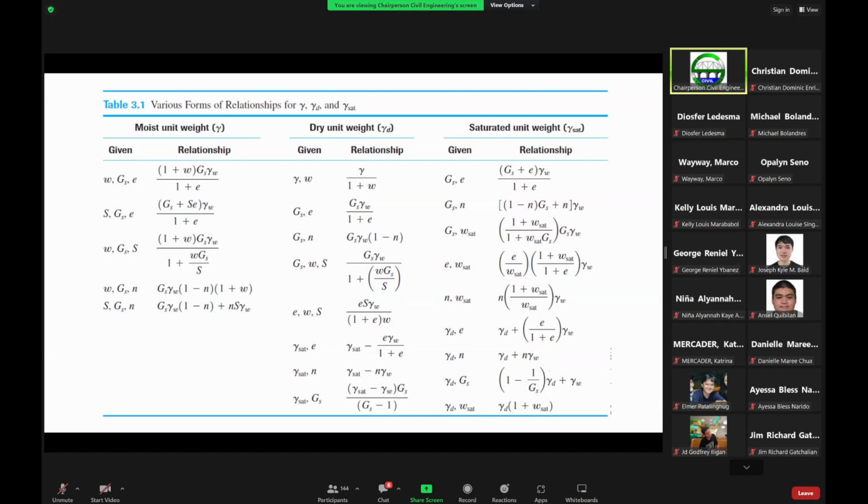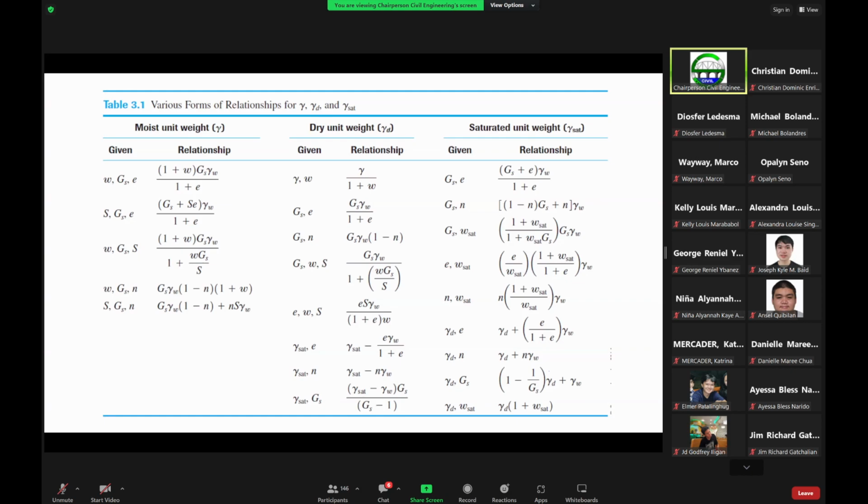The book just gave us a list of the possible formulas that you can use depending on what is given or what is known, for example. If you want to compute the saturated unit weight, given the specific gravity and the saturated water content, then you can use this formula, for example.